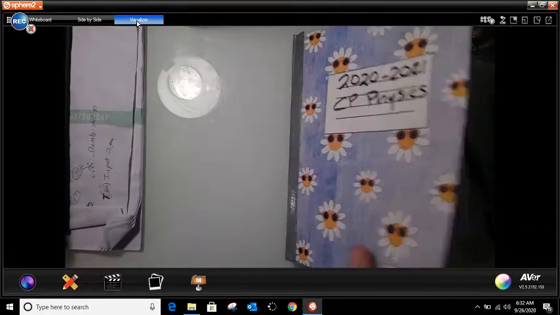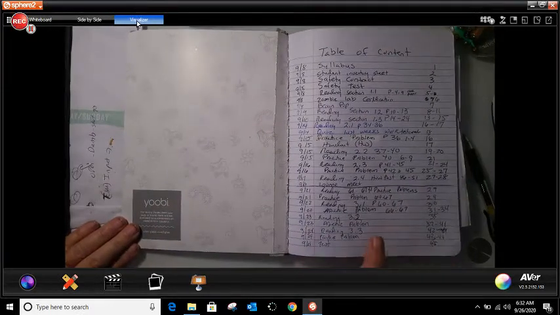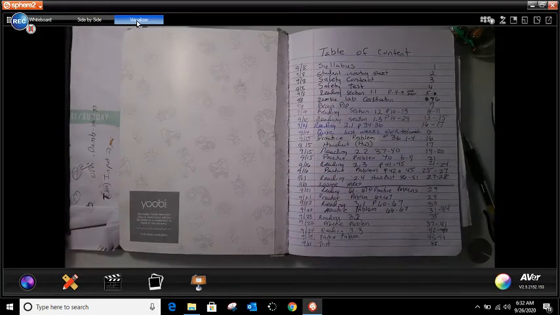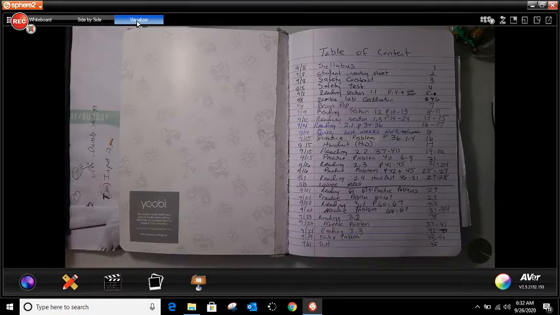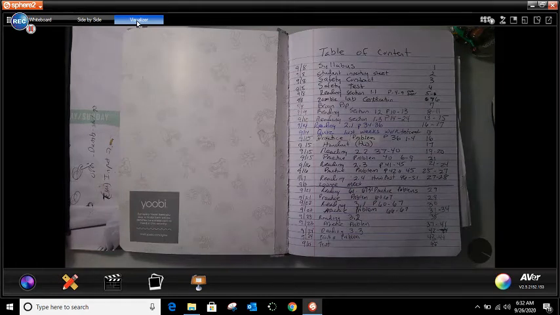When you open it up, you should have a table of contents. As you can tell, my table of contents goes pretty much to the end of the page today. I have everything, so if you need to pause this and try to figure out if you can read my chicken scratch, then great. The next thing is I ask you to skip several pages.